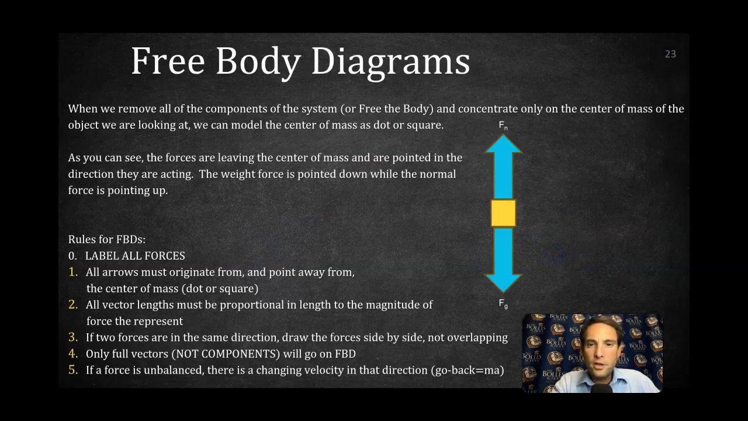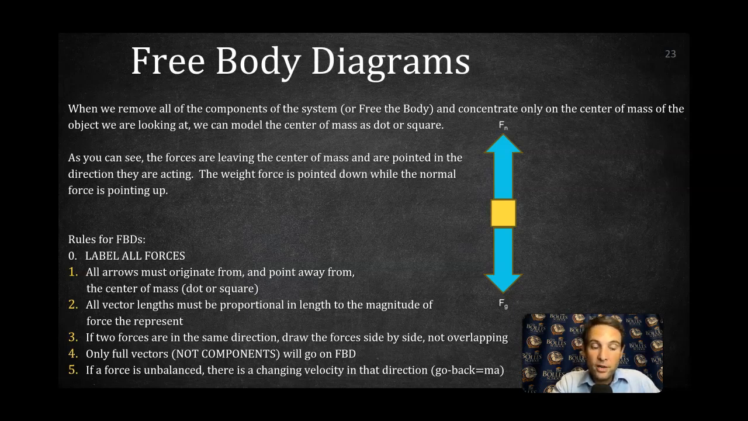When we remove all of the components of the system and concentrate only on the center of mass for the object we're looking at, we can model the center of mass as a dot or a square. As you can see, the forces are leaving the center of mass and are pointed in the direction they're acting. The weight force is pointed down while the normal force is pointed up.